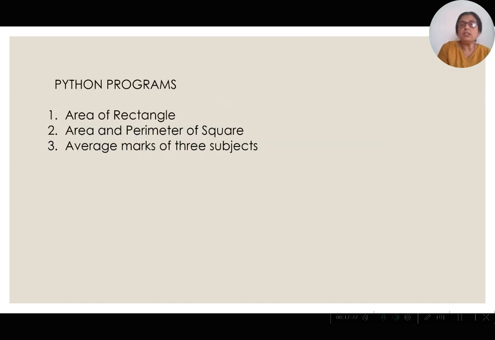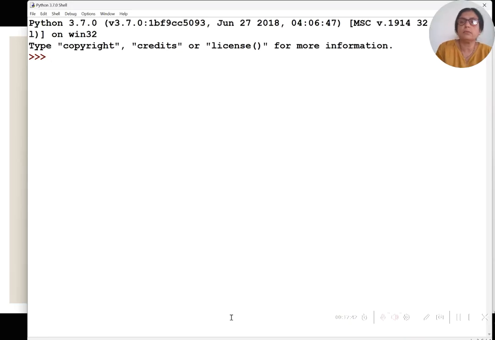Okay, now let's solve the problems that I gave in the last lesson: the area of the rectangle, the area and perimeter of a square, and the average mark of 3 subjects. Okay, let's move to the Python script. Now we will start our Python program. First one is the area of the rectangle, then the second one is the area and perimeter of a square, and the third one is to find the average mark of 3 subjects.